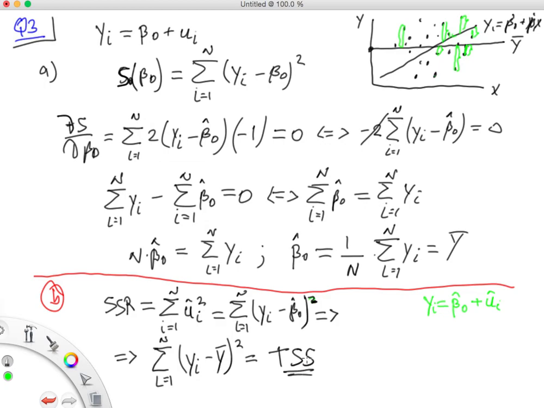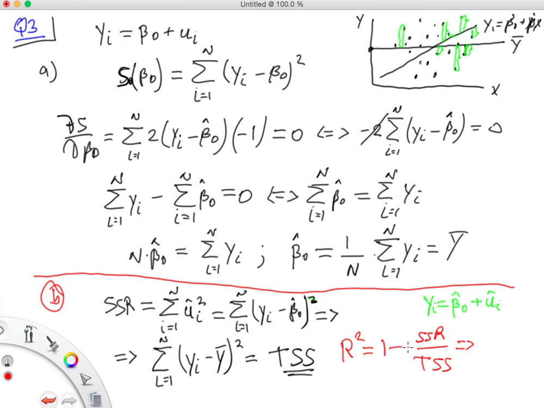Now what does it have to do with R squared? So R squared, if you write it, is equal to 1 minus the sum of squared residuals, which is the sum of squared errors here. In the population case these are errors, but here they are residuals because we're using a sample estimate, a sample regression. So R squared is equal to 1 minus SSR over TSS.